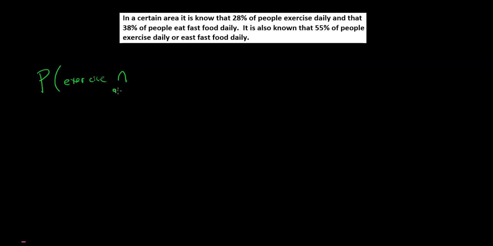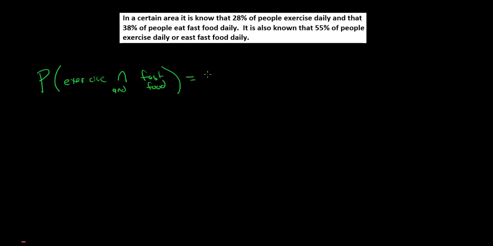and, there's that upside down U that means and, you eat fast food daily? All right, what most kids are going to do is they're just going to jump and take 28% and times it by 38%. 0.28 times 0.38. You're wrong.